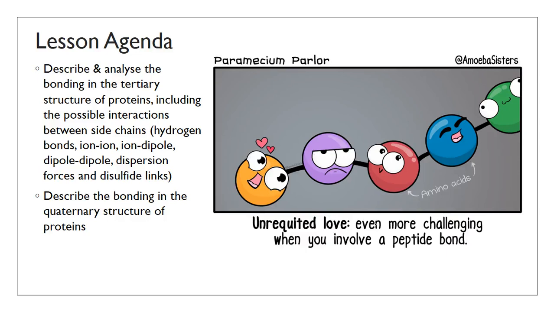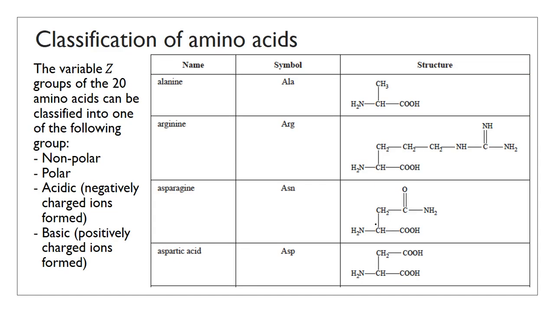Hello everyone. So in this video, I will be discussing the tertiary and quaternary structure of protein. Before we start, let's go back and have another look at the 20 amino acids. Last lesson, when we looked at the secondary structure and also the primary structure, we focused on the backbones of the amino acids. And you can see here, every amino acid would have a carboxyl group on one side and an amino group on the other side, which is the backbone, and they all have that in common.